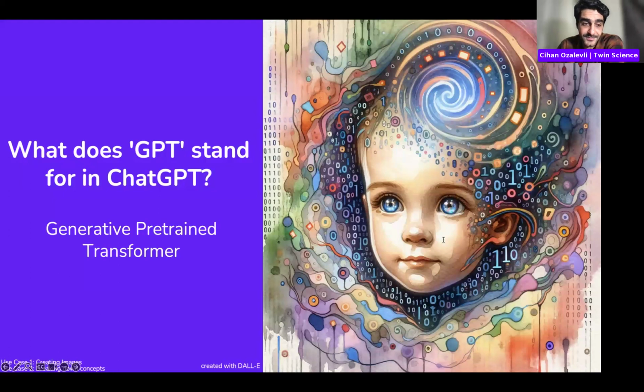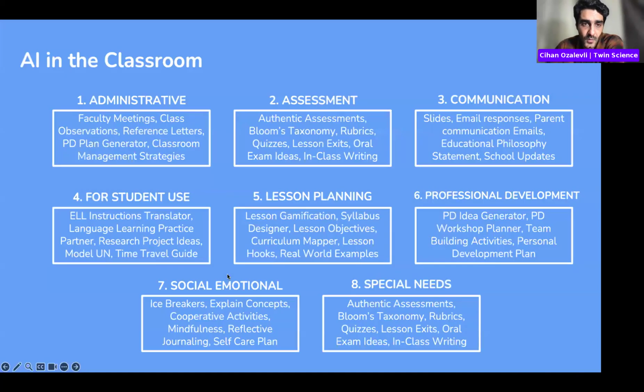And I also asked the same tool, ChatGPT, to create this image. So you can use ChatGPT for image creation. And this is only two of the use cases. In this slide, you can see many different use cases. So I created 7 blocks: administrative, assessment, communication, for student use, lesson planning, professional development, social emotional learning, and special needs. Actually, Tom mentioned that for special needs, you can also use AI, ChatGPT.